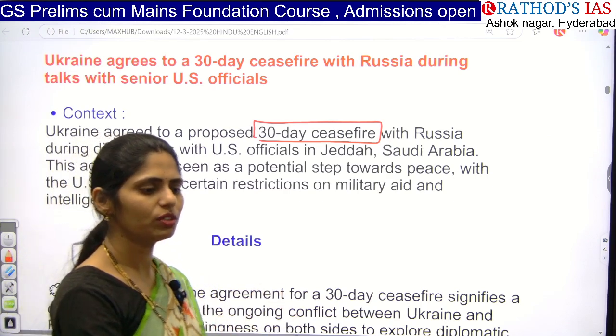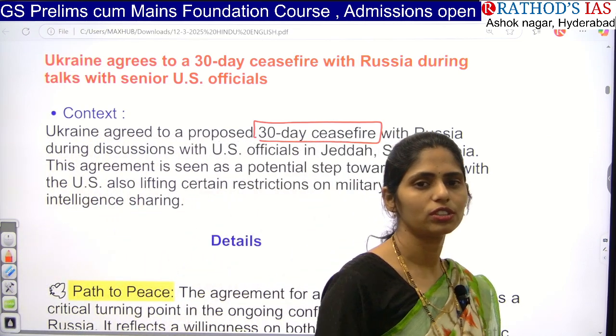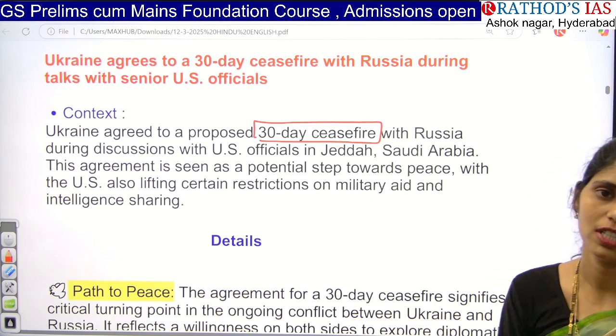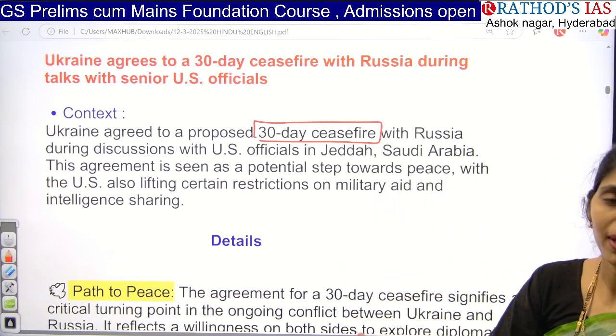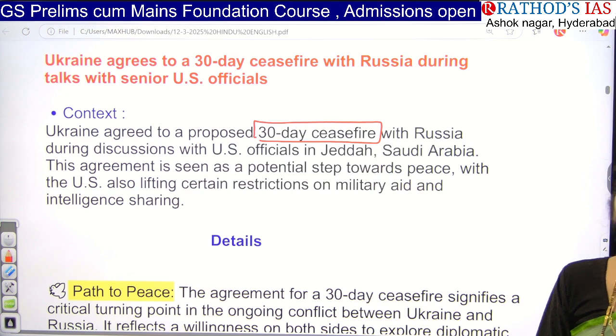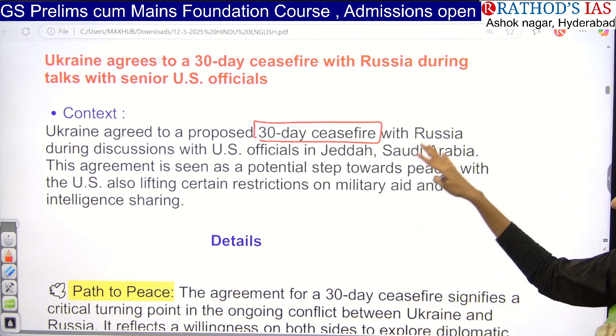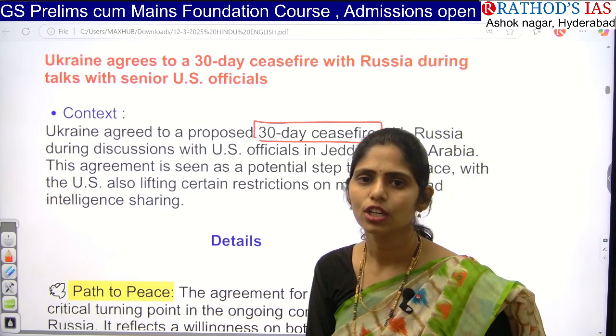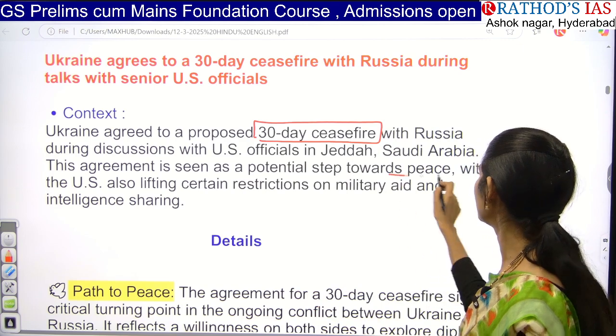If every talk goes normally between Ukraine as well as Russia, they can even go for an extension of this ceasefire and finally come up with a complete solution between these two countries. So that is the thing that we are expecting. That means at least this is the first step they are taking to establish peace.